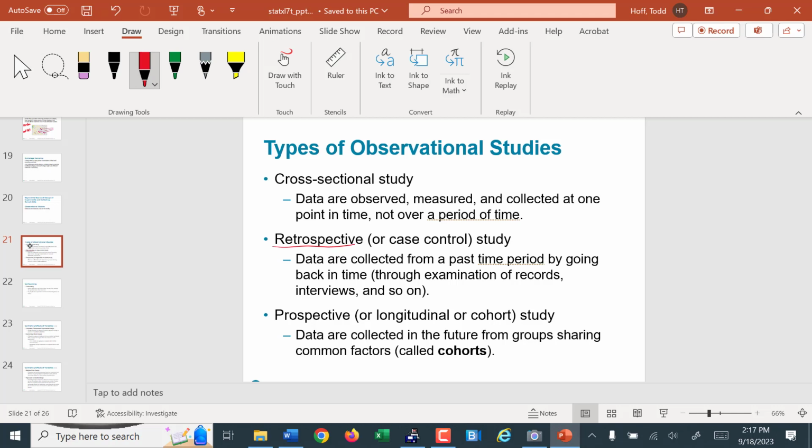We're looking back into the past, looking at results that have already been collected, or looking at historical data and using it. A prospective study, sometimes called longitudinal or cohort, is where data is collected from a group. Then we wait a period of time and collect data again to see how it's changed. This is the only one that is done over multiple points in time.